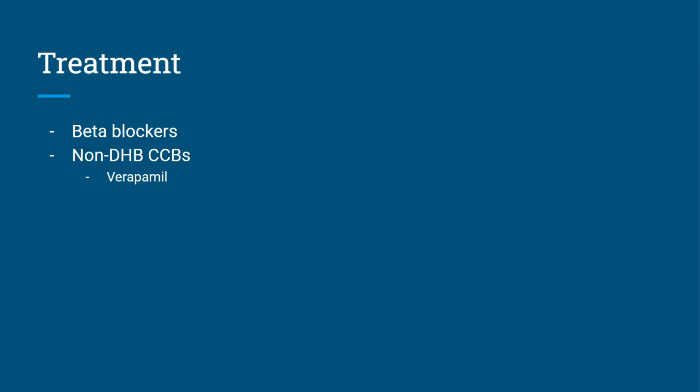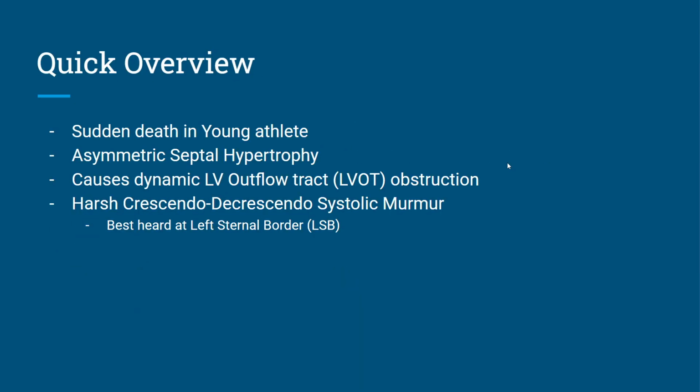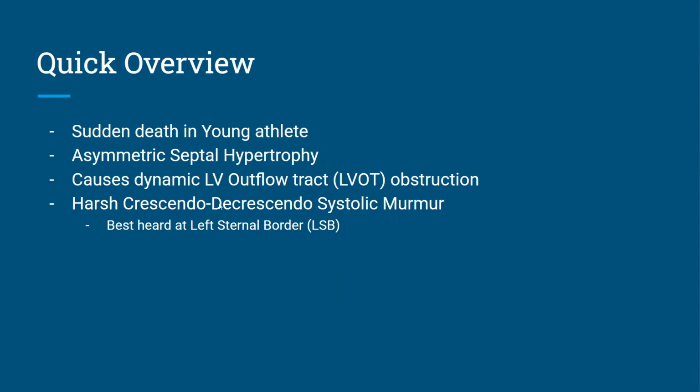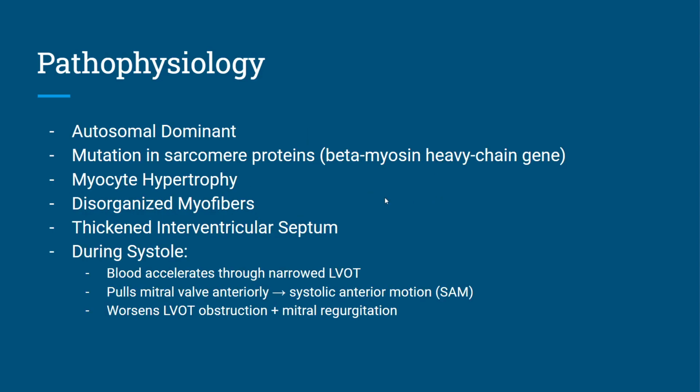I don't think I've ever seen the drugs being discussed, but yeah, just remember the key things. I feel like it is definitely the young athlete who either dies or faints, with some type of family history, and the harsh crescendo-decrescendo systolic murmur. I feel like that's pretty important as well. There is also an S4 gallop due to the stiff ventricle, right? So you should probably know that, but it's not as important.